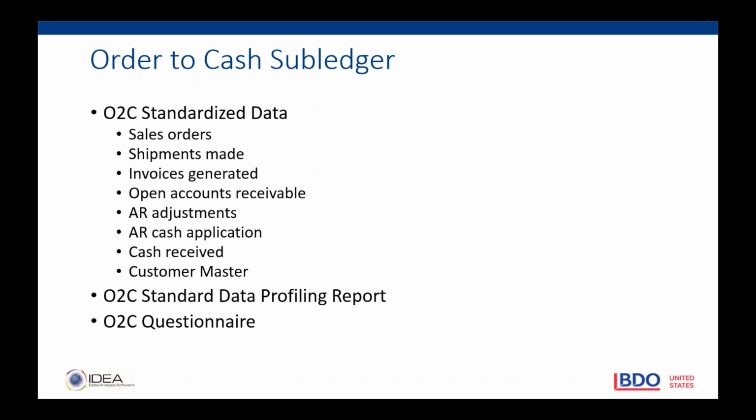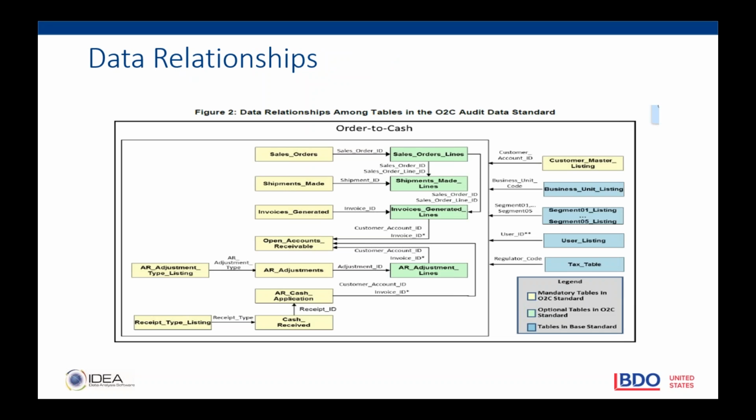In the order to cash subledger, we're really going through the process from start to finish, through the sales order all the way to the cash receipt. And there's also a table for the customer master, so you can see the elements that are in order to cash. And as we build up to these other ones, they get a little bit more complex in how the data fits together. The color coding on this is really showing you that some of the tables are in the base standard. Some of the tables are the mandatory level ones, and perhaps some of the other ones are the level 2 tables that you may be able to go through.